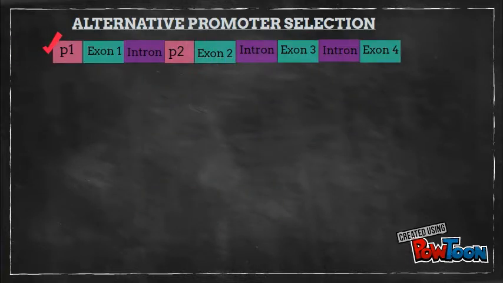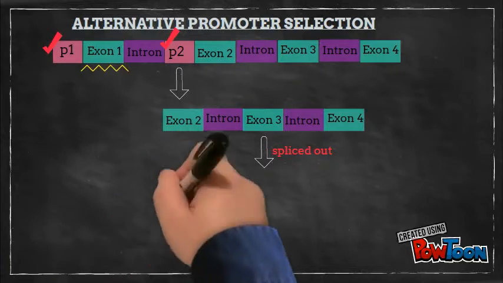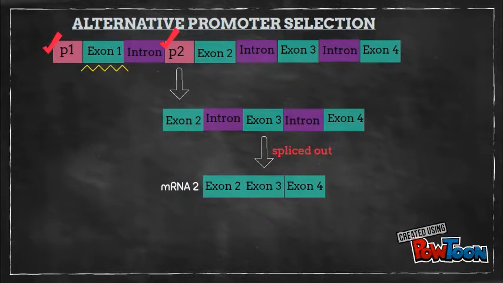Meanwhile, if we use promoter P2, exon 1 will not be spliced out because it's not even part of the primary transcript. So it will then produce exon 2, exon 3 and exon 4 without including exon 1, because it's obviously not in the mRNA.